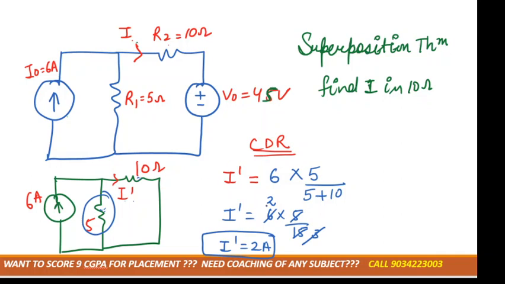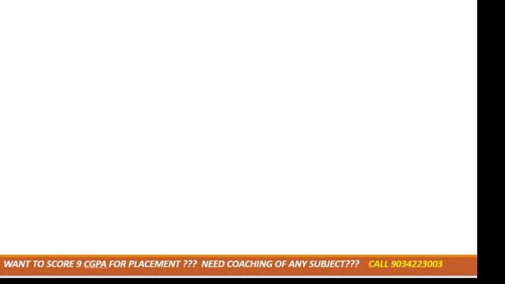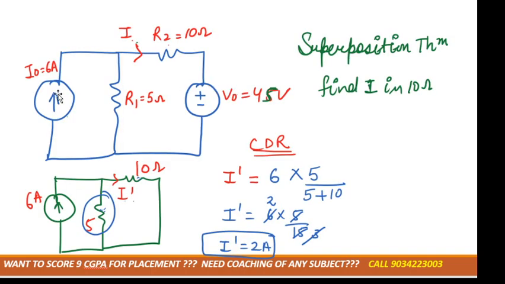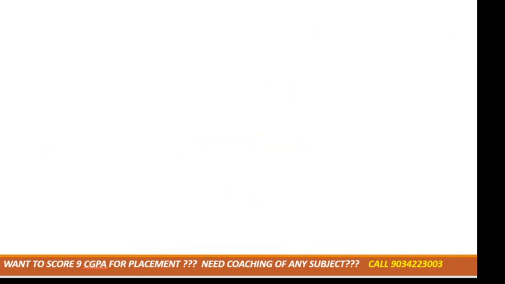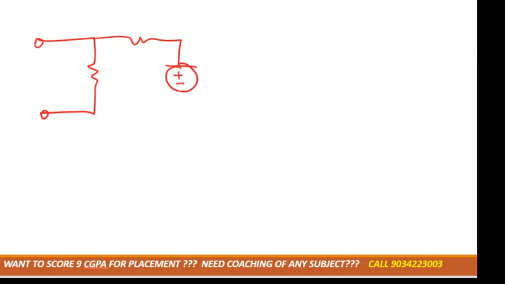Now in the next case, what we need to do, we have to take the second source and kill the first source. The first source is the current source, so the current source must be open circuit, correct? Then I'm drawing the diagram. Current source, in this case, is open circuit, and the voltage source will remain as it is. Now this time we'll mark it as I double dash.